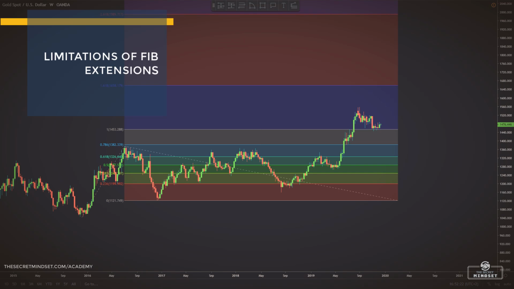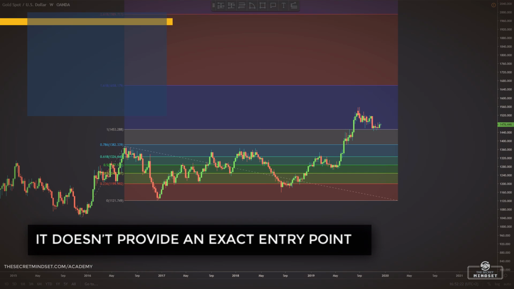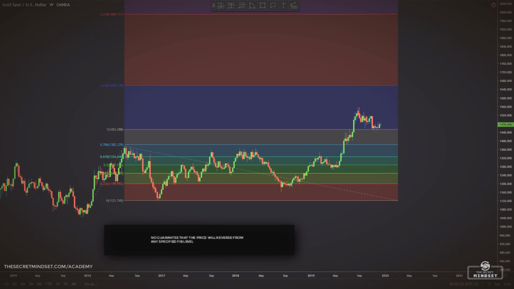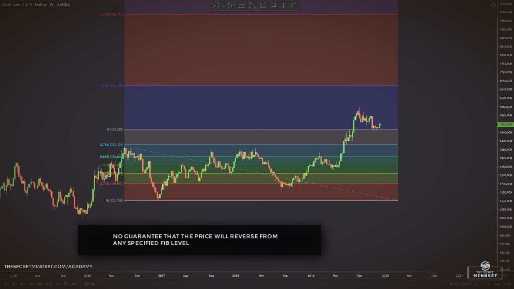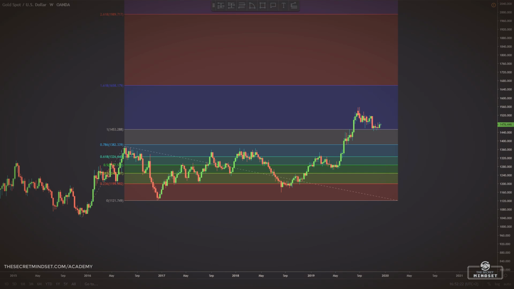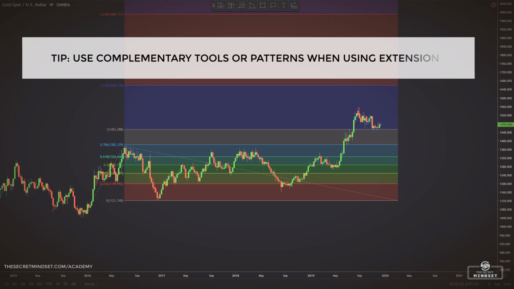Although Fibonacci is one of the most useful methods to analyze your charts, it doesn't provide an exact entry point, rather an estimated area of entry. Moreover, there is no guarantee that the price will reverse from any specific Fib level, and hence you should combine it with other technical tools as a confirmation. So use complementary indicators or patterns when looking to determine one or multiple price targets, because we don't always know which level the price will reverse from.